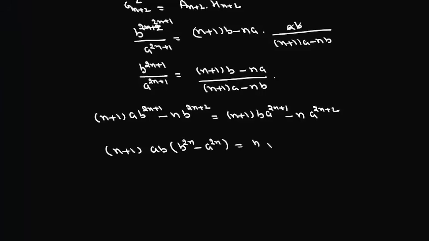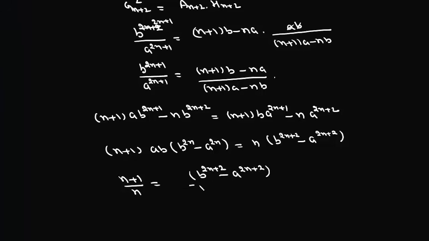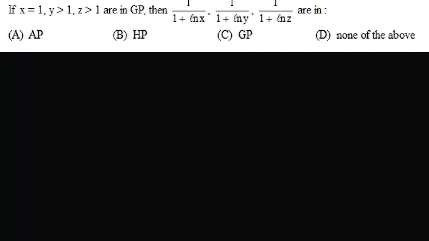and here will be this n, b to the power 2n+2 minus a to the power 2n+2. Now we need (n+1) upon n. So we can rewrite this as (n+1) upon n as b to the power 2n+2 minus a to the power 2n+2 upon ab into b to the power 2n minus a to the power 2n, which is what we need to prove in this question.